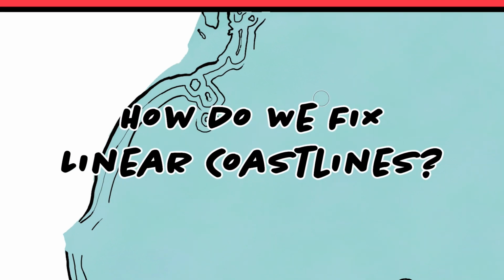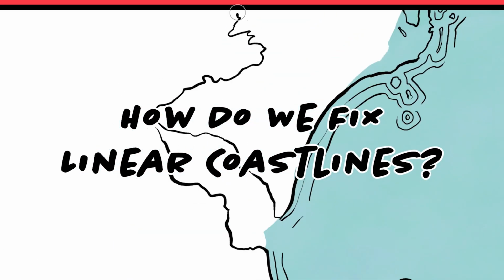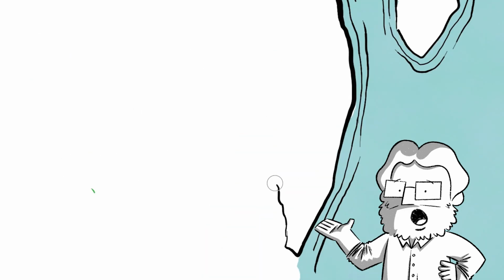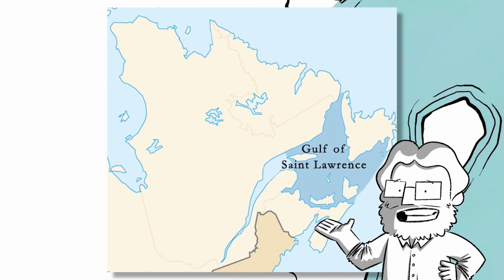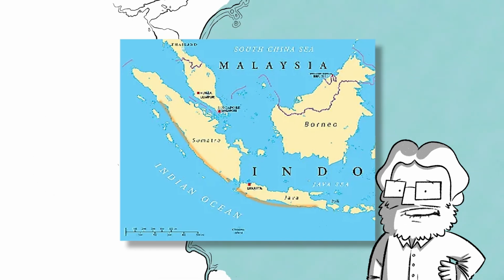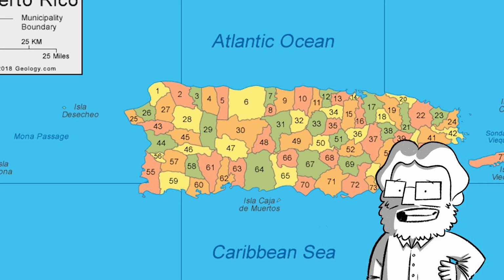Okay, so now that I've proved I'm not completely making all of this up as I go, how do we fix linear coastlines? Well, by fixing half of them. See, when you look at Earth, you're bound to find some linear coasts. This bit of Canada in the Gulf of St. Lawrence, or the southern coasts of Sumatra and Java. Puerto Rico is basically just a glorified rectangle.